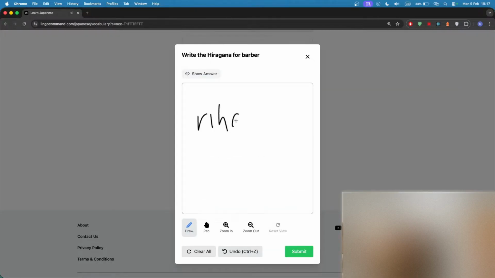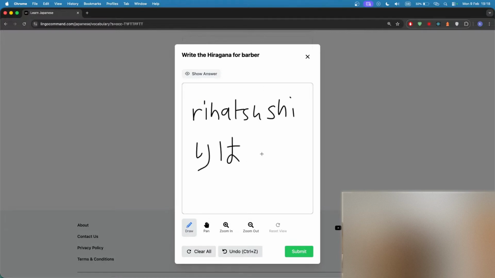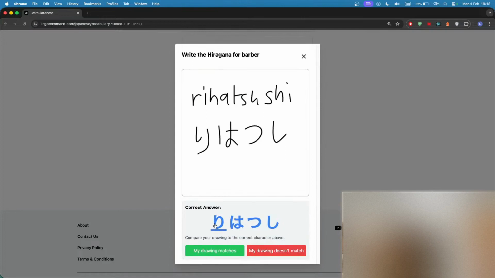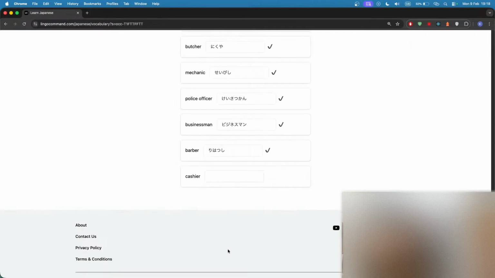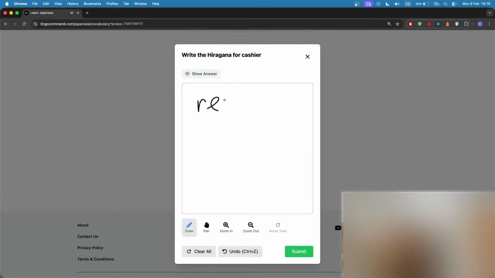Barber. Rihatsu. Let's write this more neatly. Rihatsushi, if I'm not mistaken. So this is ri. This is ha. Tsu shi. Hatsushi. Now this ri here is the typed form of ri. But if you click here, this is the handwritten form. You can see that that's a match. Fantastic. Which just leaves us with rejigakari.